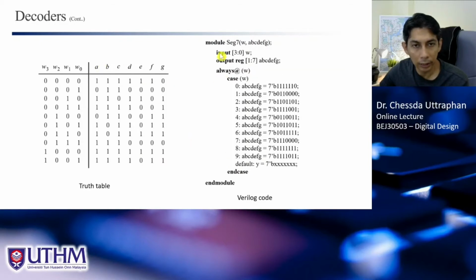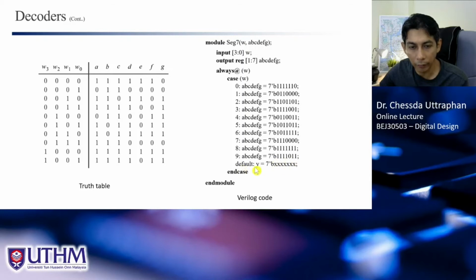And to write the code is quite straightforward. We use a case statement because we have the truth table already. So we can have a case statement. So case W. If W equals 0, the output should be this. If 1, the output should be this, and until the last one.